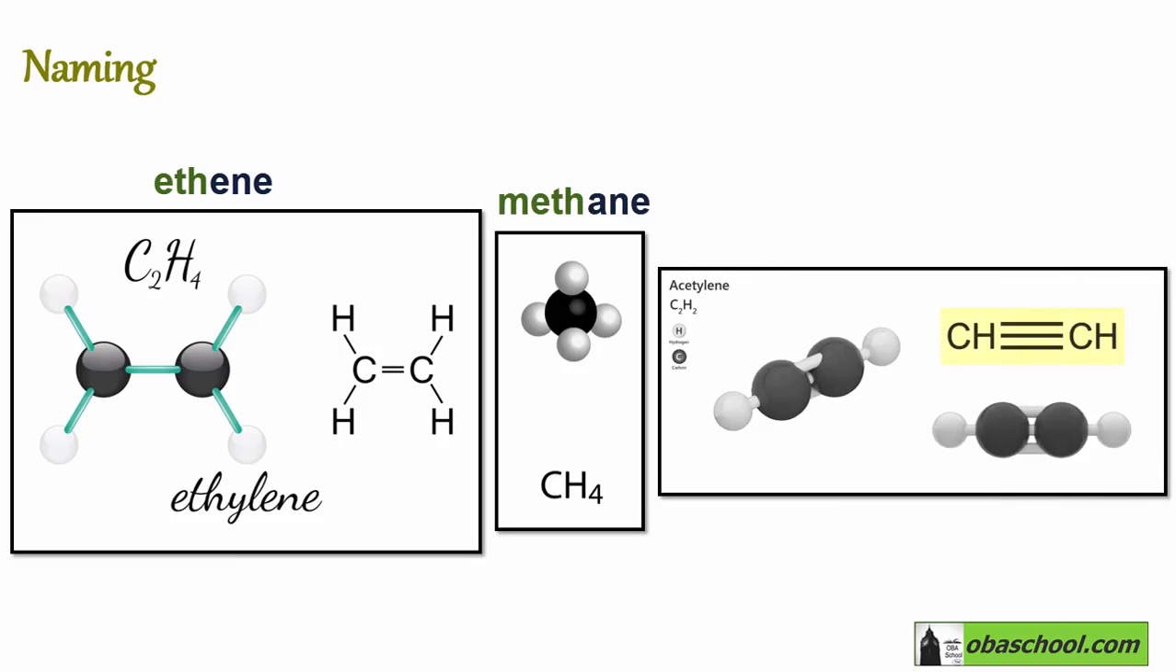In this case, we have also 2 carbon atoms, so we would write eth. However, because we have one triple bond between these 2 carbon atoms, we will add Y-N-E. So the IUPAC name will be ethyne. We have 2 carbon atoms and one triple bond. However, the common name is acetylene.